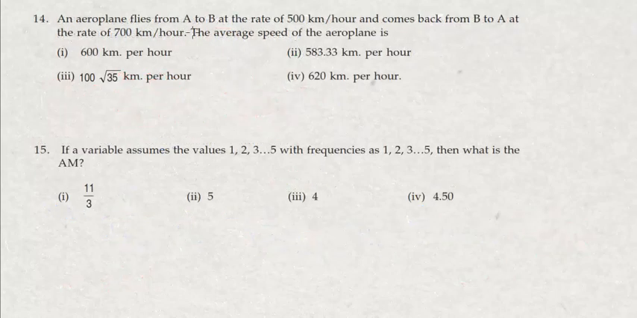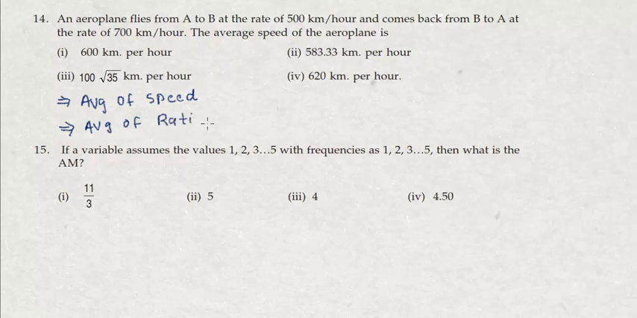An aeroplane flies from A to B at the rate of 500 km per hour and comes back from B to A at the rate of 700 km per hour. The average speed of the aeroplane is. We can use the formula of harmonic mean here because we are required to find the average of speed, and we can also say that we are actually finding the average of some kind of ratio. So you can see here that it is 500 km per hour.